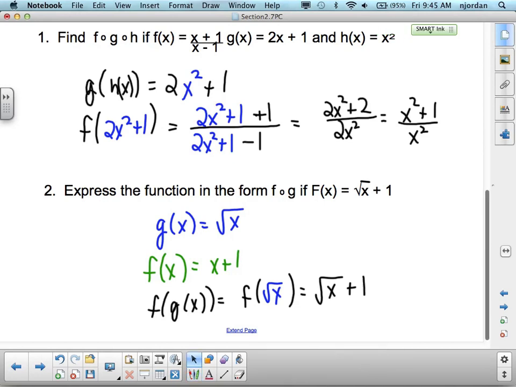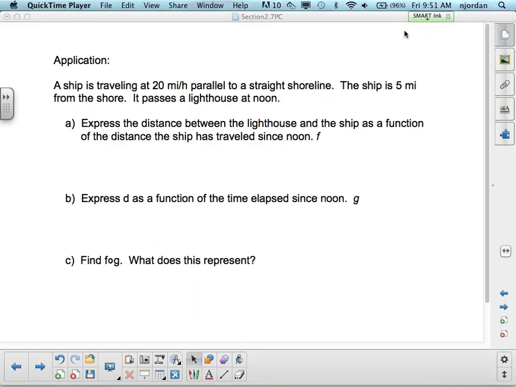All right, last thing is a little word problem. This thing here is a little word problem.